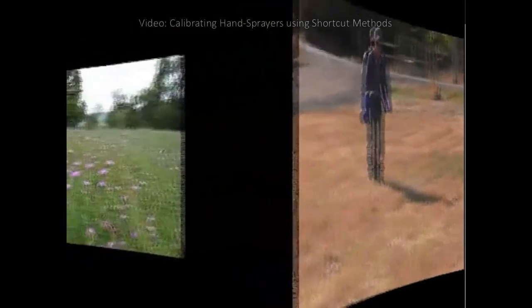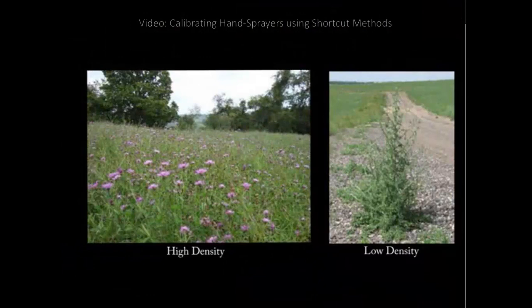pest resistance. Some people may ask, why do I need to calibrate my backpack sprayer if I'm just spot spraying weeds? Spot spraying means you are individually targeting each weed plant and not broadcasting the herbicide. Look at the 2 pictures above. The picture on the left shows an area of high density of spotted knapweed, and the picture on the right shows low plant density. What if these are in the same pasture that you're treating?